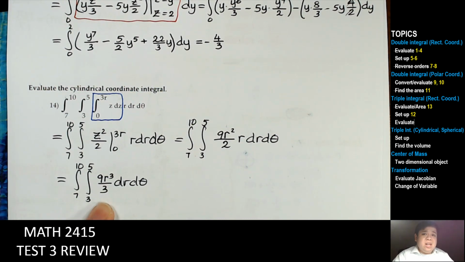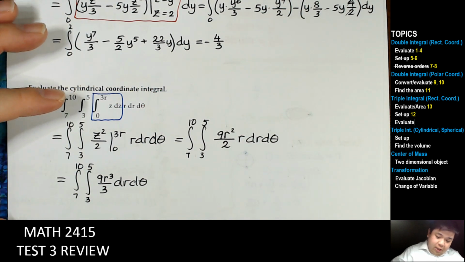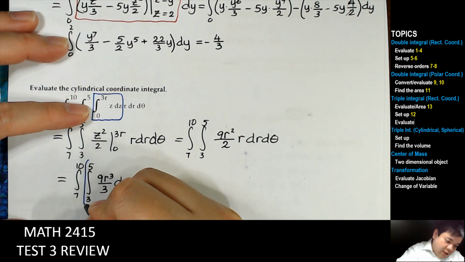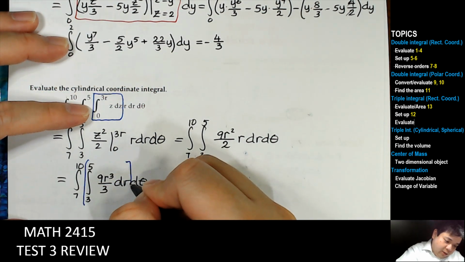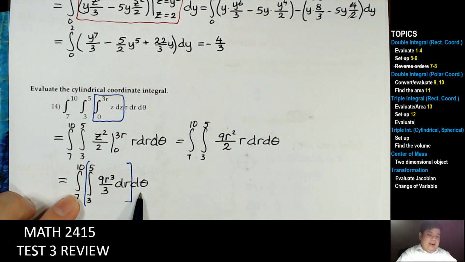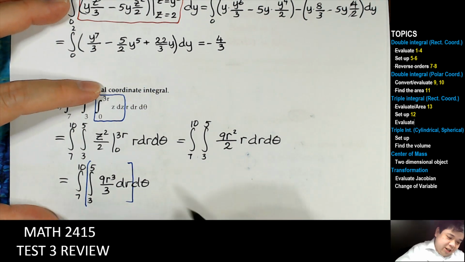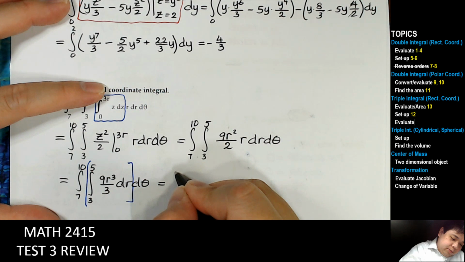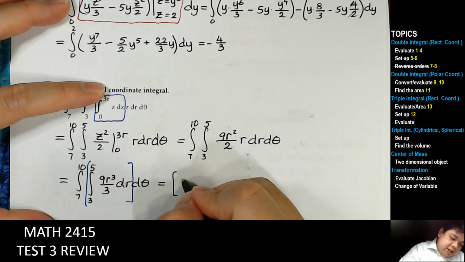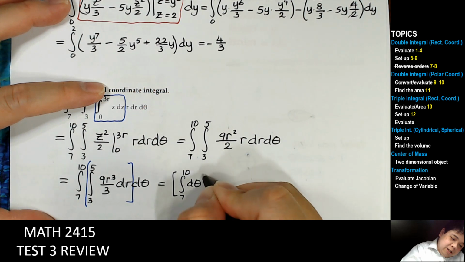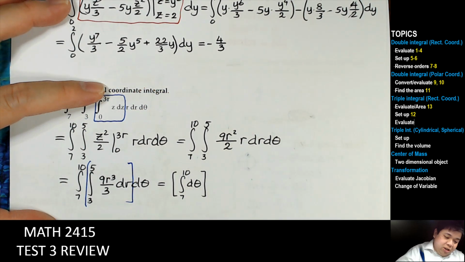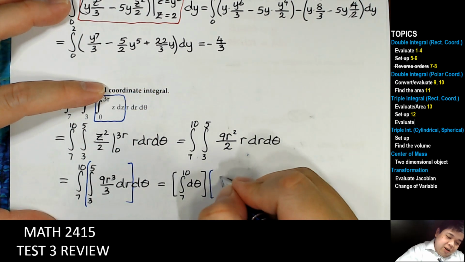At this step, now we can use Fubini's theorem because all of this is a function of r and then d theta. So we just have, for theta, 7 to 10. And then what's next is dr.